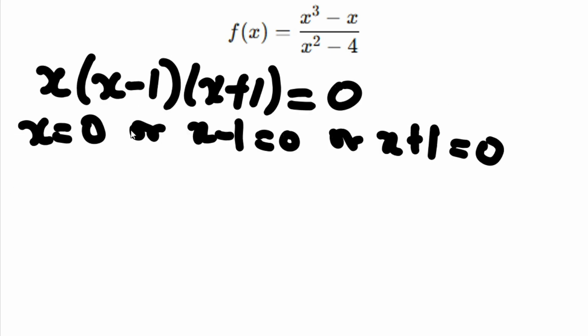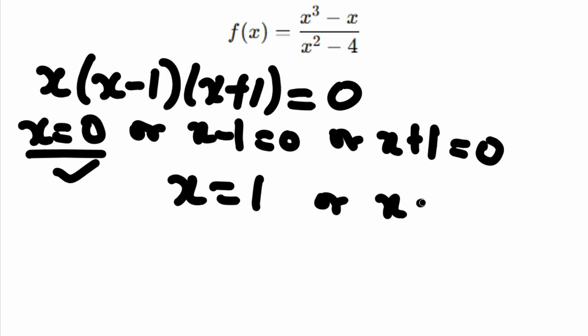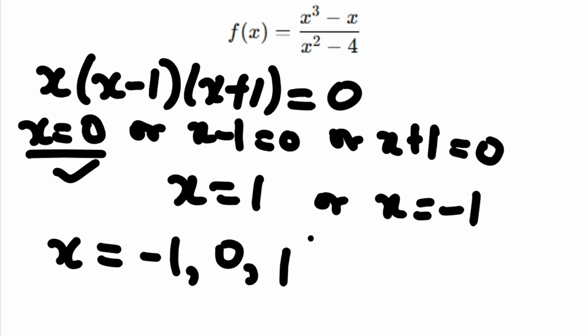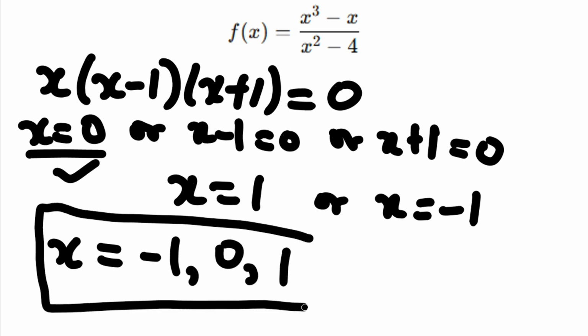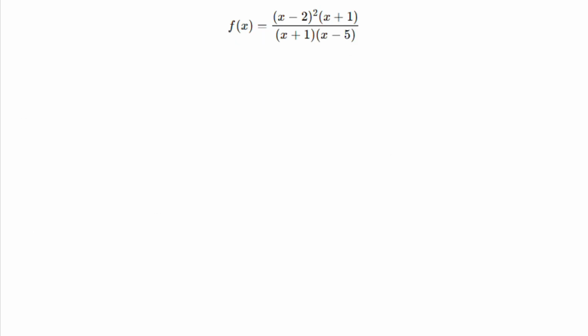Okay, so we are here now. So I know s is equal to 0 is already correct. S is equal to 1, or s is equal to negative 1. So the answer will be s equals negative 1, comma, 0, comma, 1. These are the zeros for this function. Okay, let's solve this one too. So already this one is also clean, right?